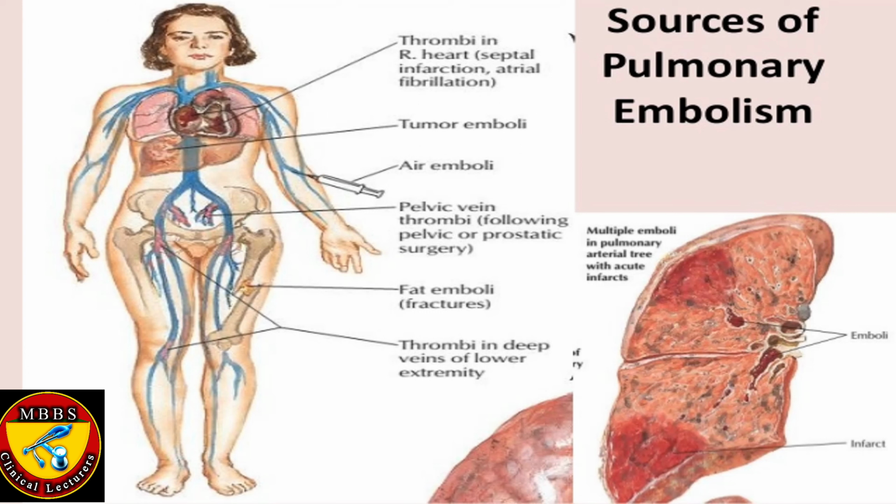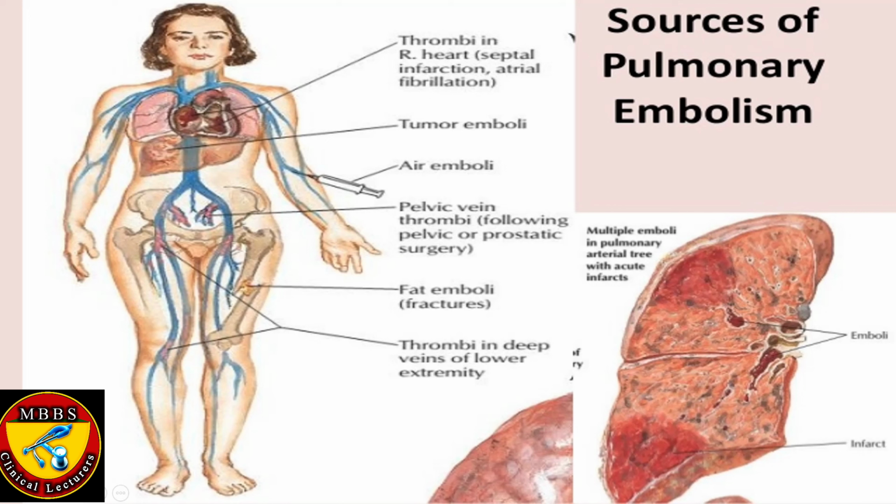Then this picture shows the sources of pulmonary embolism. You can see the thrombi in the right heart, septal infarction or atrial fibrillation. Here the septal infarction can cause stasis and endocardial damage, which can create a thrombogenic surface to form thromboembolism. Then atrial fibrillation means irregular conduction of nerve impulses in the cardiac muscles, and this can lead to disturbance in myocardial contractility. So if a cardiac thrombus is present on the right side of the heart and there is atrial fibrillation, this can dislodge the thrombus and become an embolism.